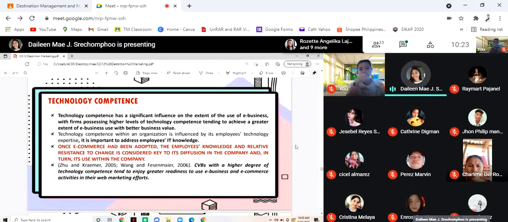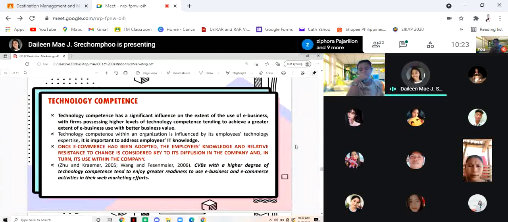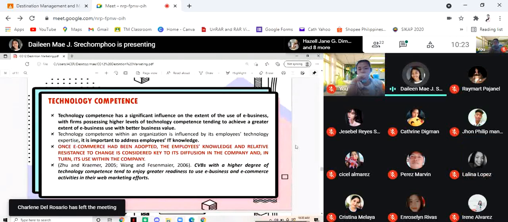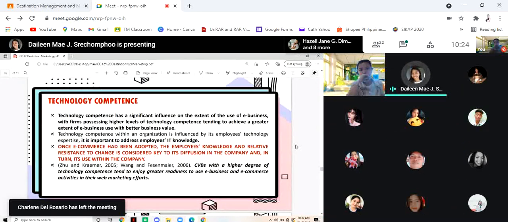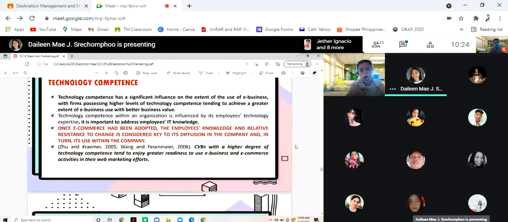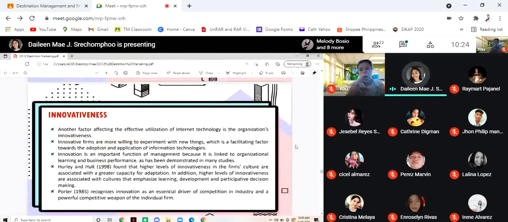Once e-commerce has been adopted, the employee's knowledge and relative resistance to change is considered key to its diffusion in the company and in turn its use within the company. So yun nga, katulad din ng nasabi ko. CVBs with a higher degree of technology competence tend to enjoy greater readiness to use e-business and e-commerce activities in their web marketing efforts. Next is innovativeness.